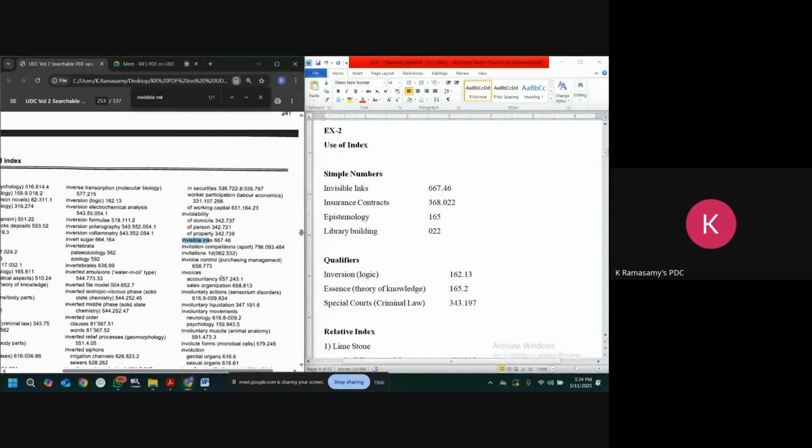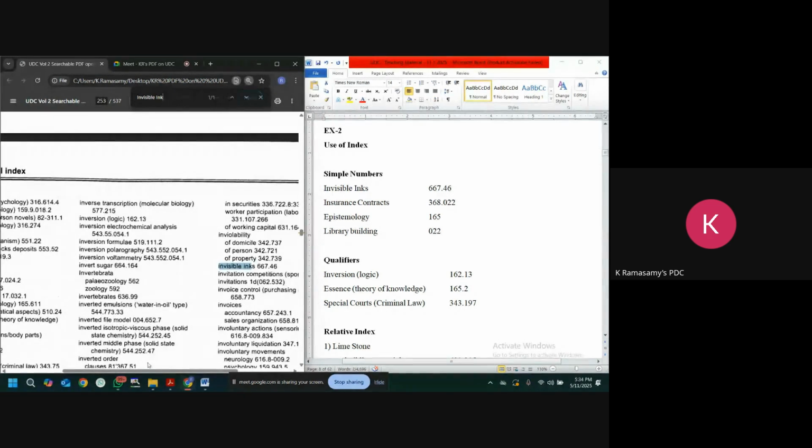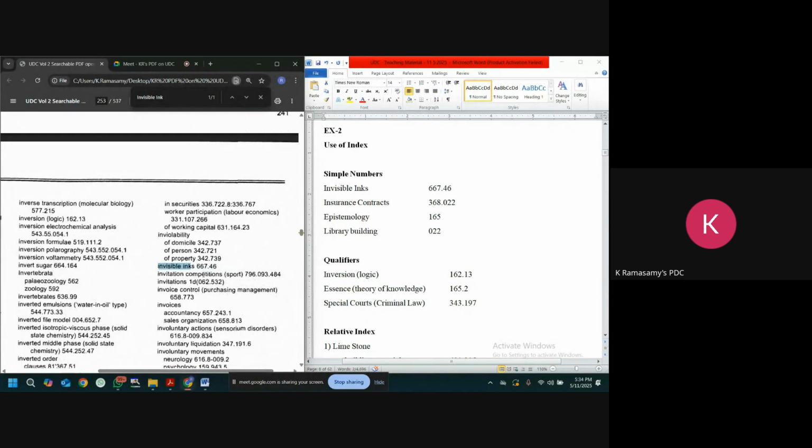I think I will make it a little bigger. Yes, I think this is sufficient. You can see here 667.46 invisible ink. So 6 stands for applied sciences, 66 stands for chemical technology, and 667.46 stands for invisible ink. Very simple number. Okay, fine.